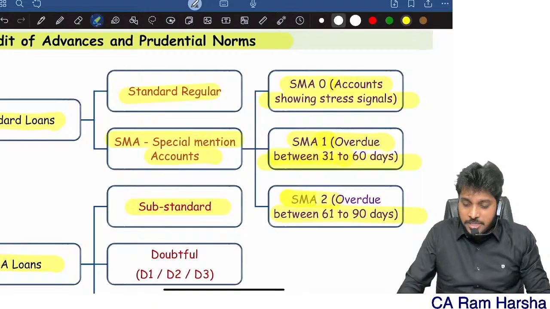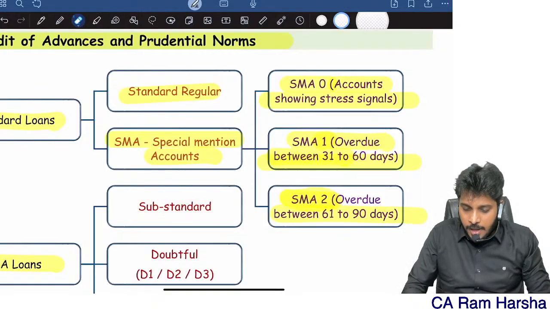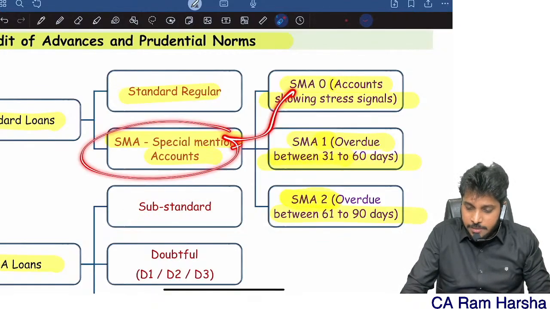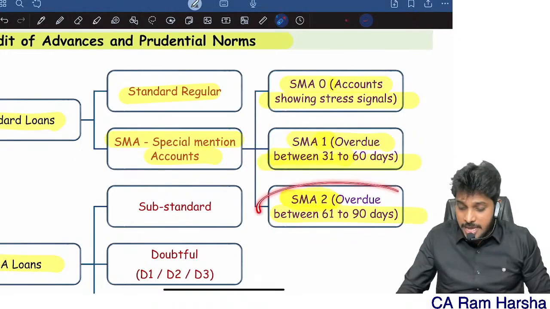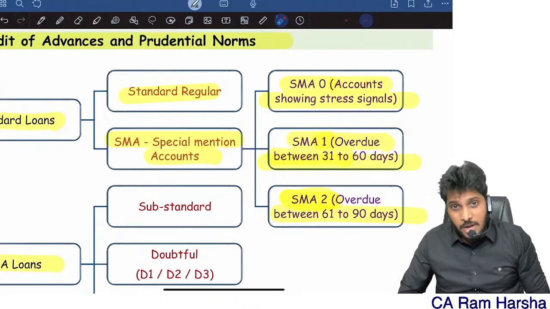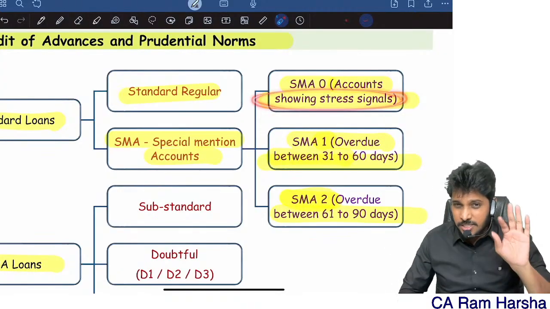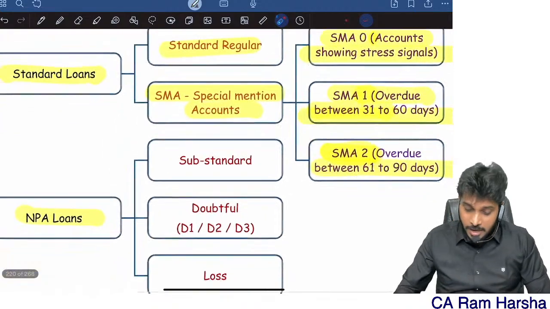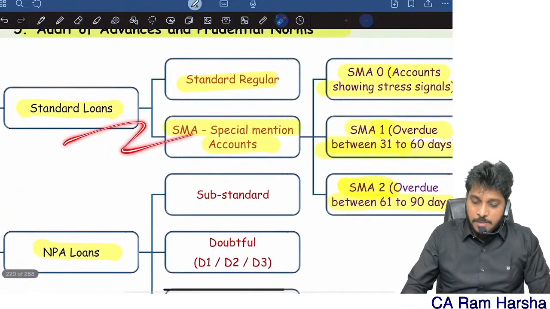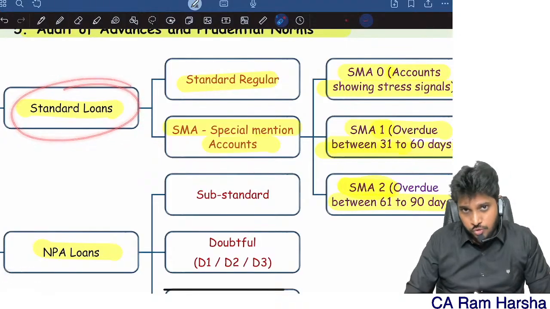Then that is called SMA 2. So SMA 1, overdue between 30 days to 60 days. SMA 2, overdue between 60 days to 90 days. Or if an account is showing some stress, we can straight away classify it as SMA 0. Now, so that's it. These are all special mention accounts, standard accounts. These are all standard loans.